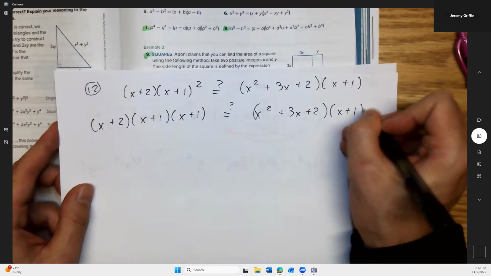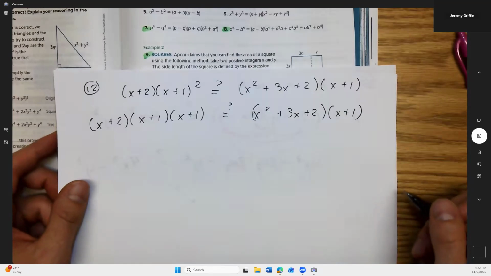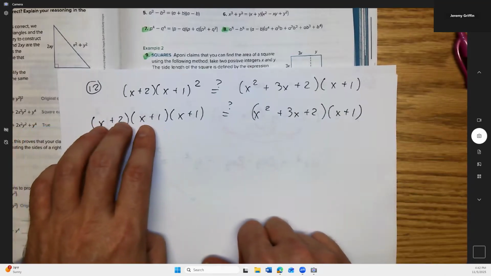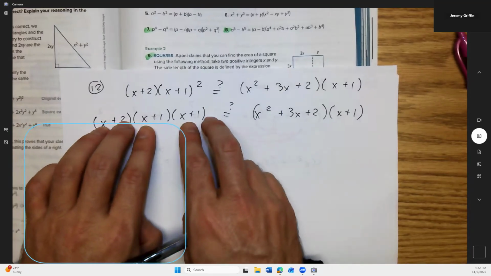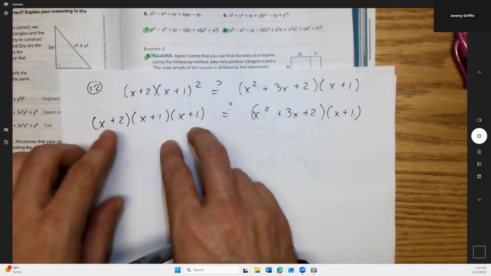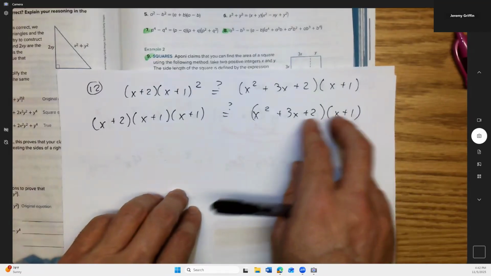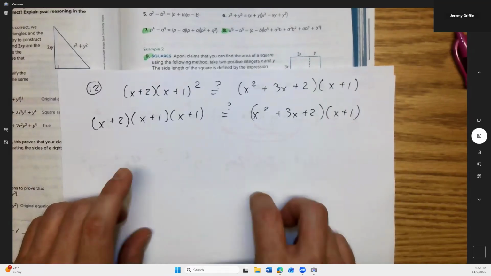Right. Now, there's a couple ways I could finish this out. One way is I could do some FOIL here, and then further distribute afterwards. So I could make a giant polynomial on the left side, and I could also distribute this on the right side, and I could do that. Right. But I think there's a faster way.